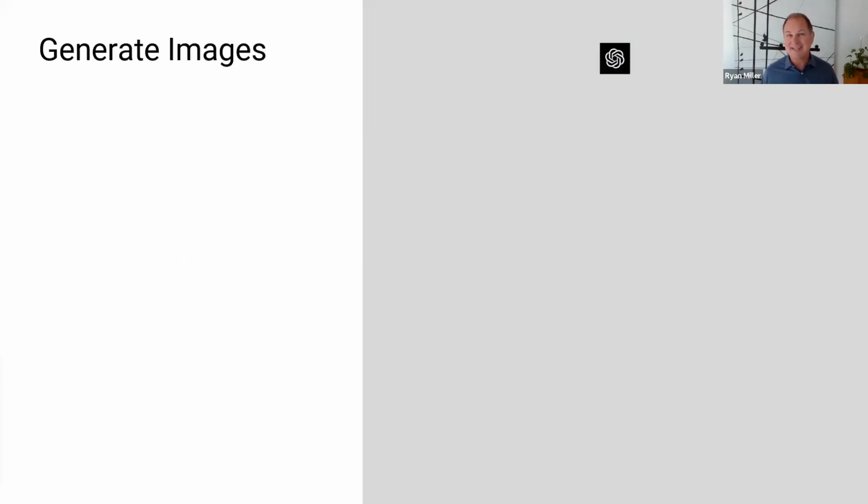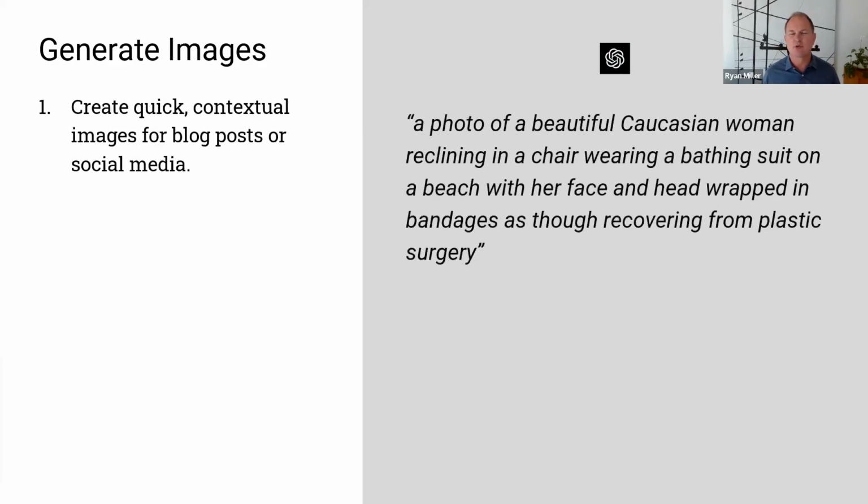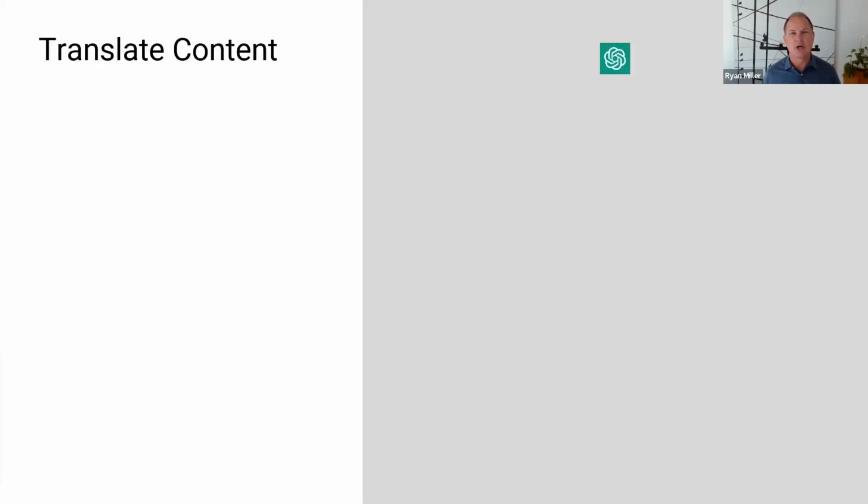As I mentioned at the very beginning, it can generate original imagery. So use a quick contextual image. I think these are usually good for blog posts or social media if you're going to do it at all. I asked DALL-E 2 for a photo of a beautiful Caucasian woman reclining in a chair wearing a bathing suit on a beach with her face and head wrapped in bandages as though she had just had plastic surgery. Now, I am not exactly sure what surgical procedures some of these people might have had for the placement of their bandages, but there are at least 1 or 2 images here that would certainly catch somebody's eye as the intro image on a blog post about, say, medical tourism.